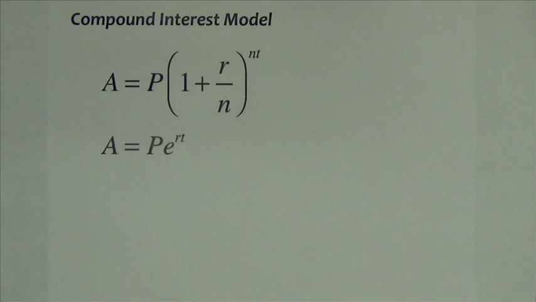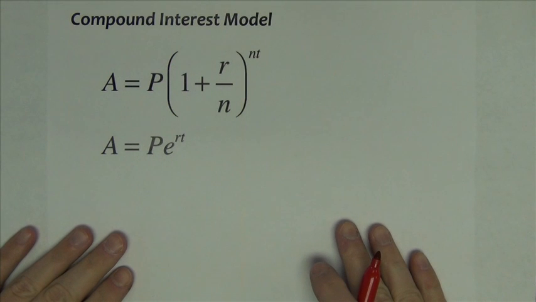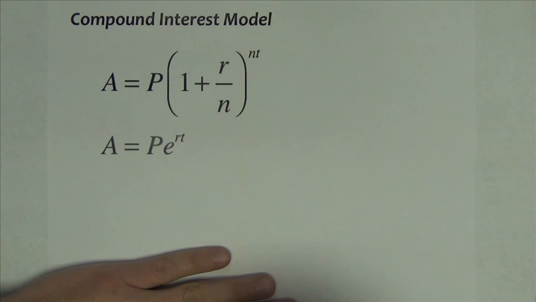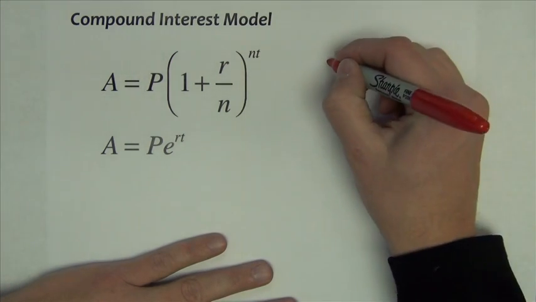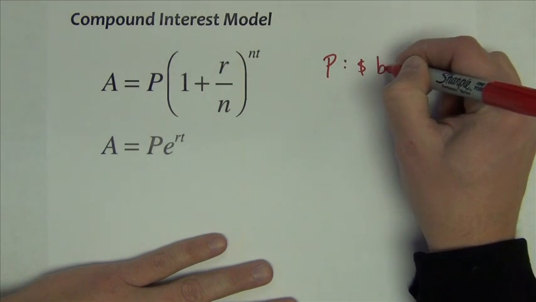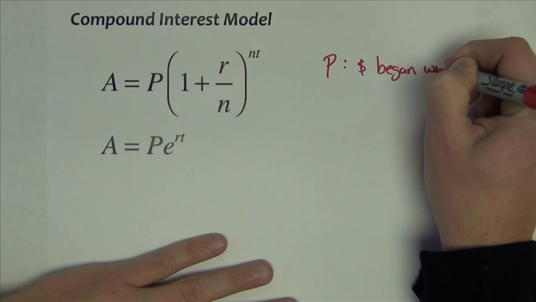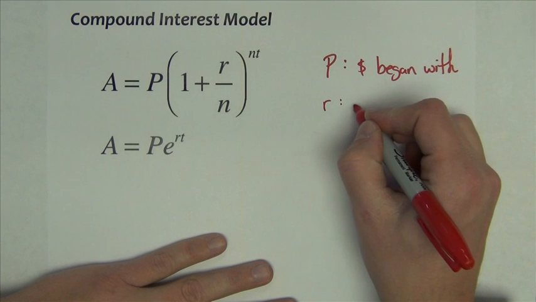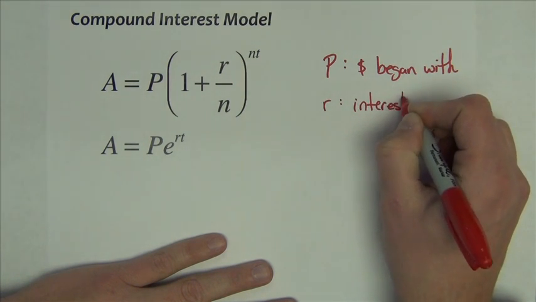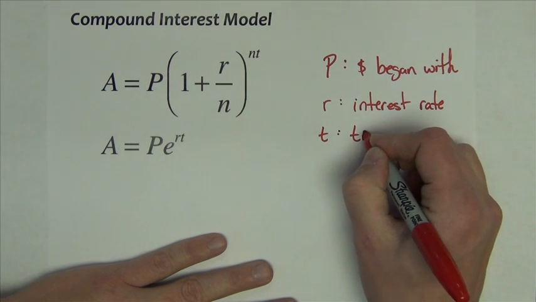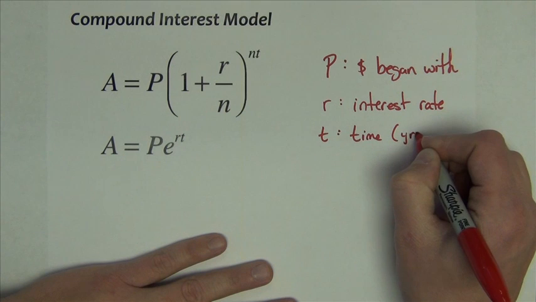The final thing that we talked about in this chapter was the compound interest model, and we went over two of them, but one of them we spent much more time on than the other. Both of these models compute the amount of money in an account. I'll say that P is the money that you began with. It really stands for principal. That's why we use the letter P. R is the interest rate. T is the time in years.